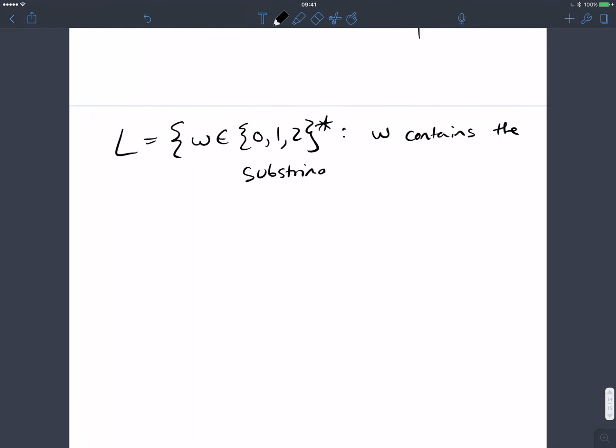Okay, so let's do another one. Let's work with NFAs this time. So I'm going to make the language 0. I'm going to have 3 possible characters on the input. And W contains the substring 0, 1, 2.